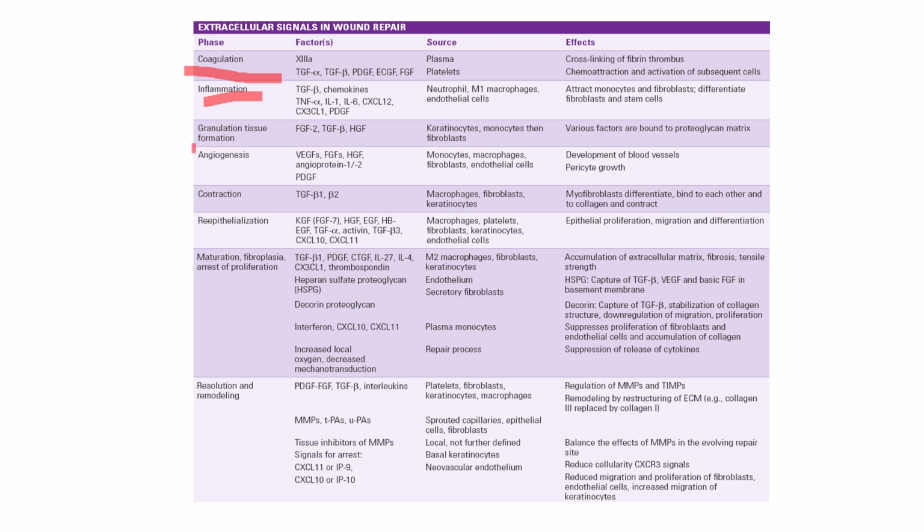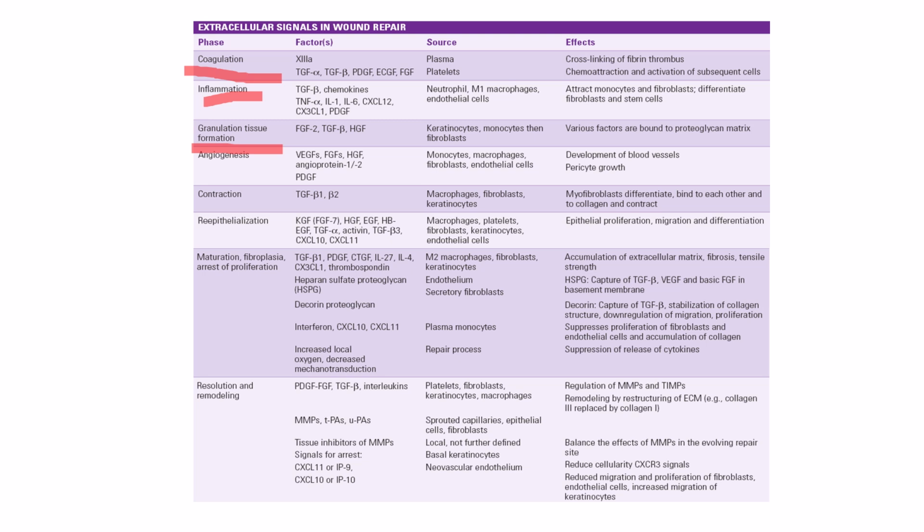Then there is granulation tissue formation. The factors required are FGF2, transforming growth factor beta, and hepatocyte growth factor, and the sources are keratinocytes, monocytes, and fibroblasts that affect as various growth factors. They are bound to proteoglycan matrix and they stimulate fibroblast proliferation and migration.